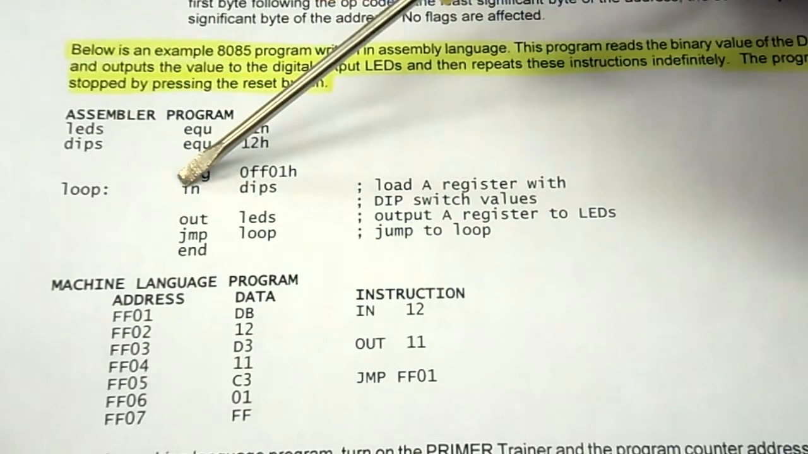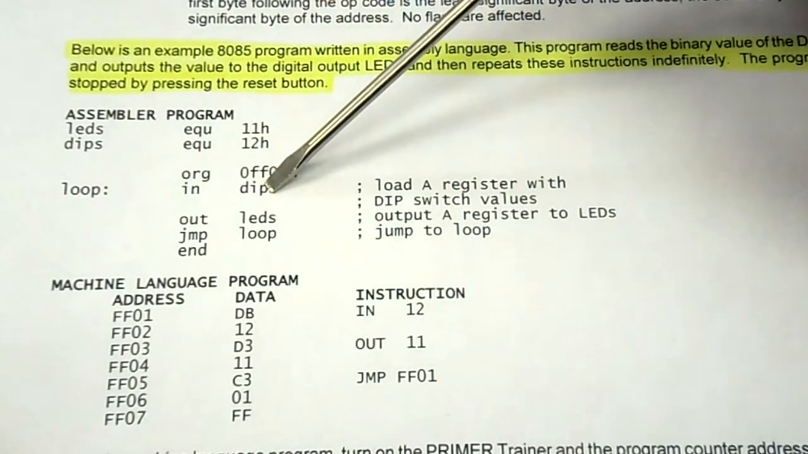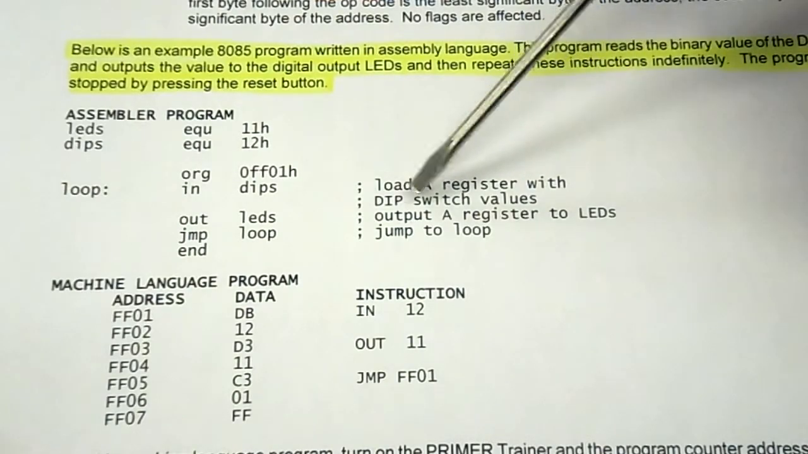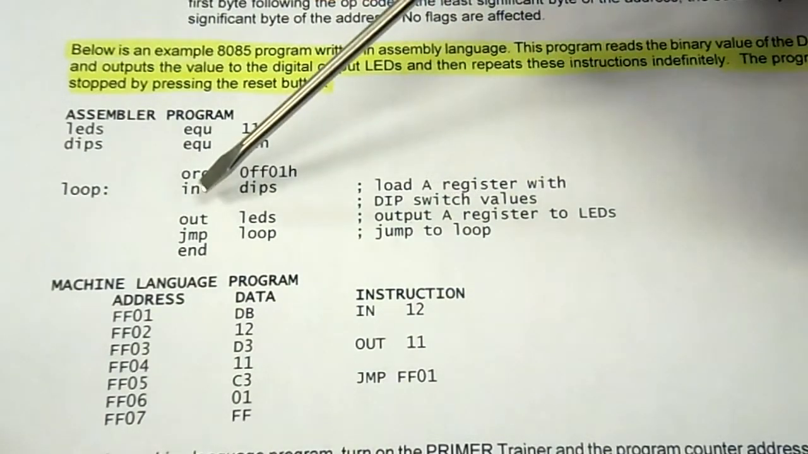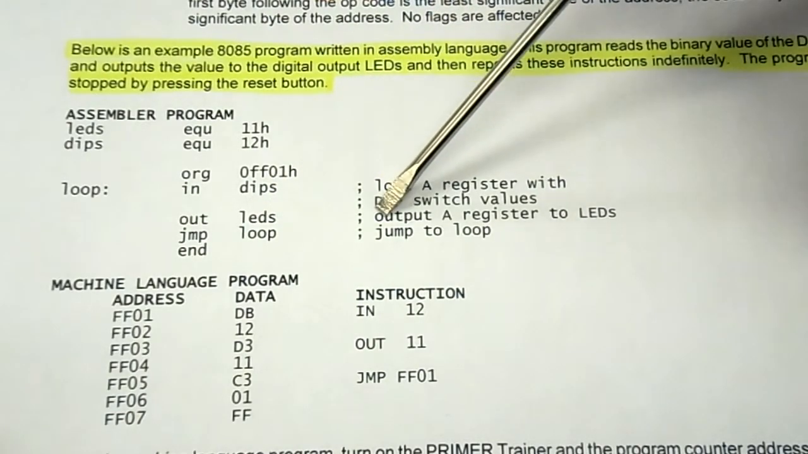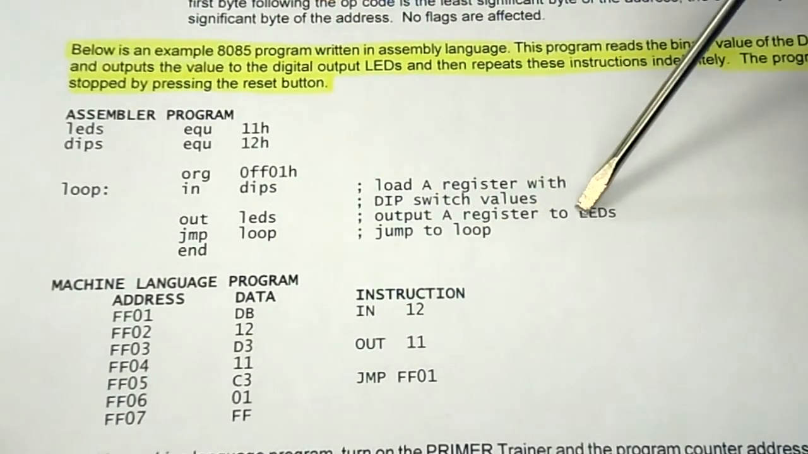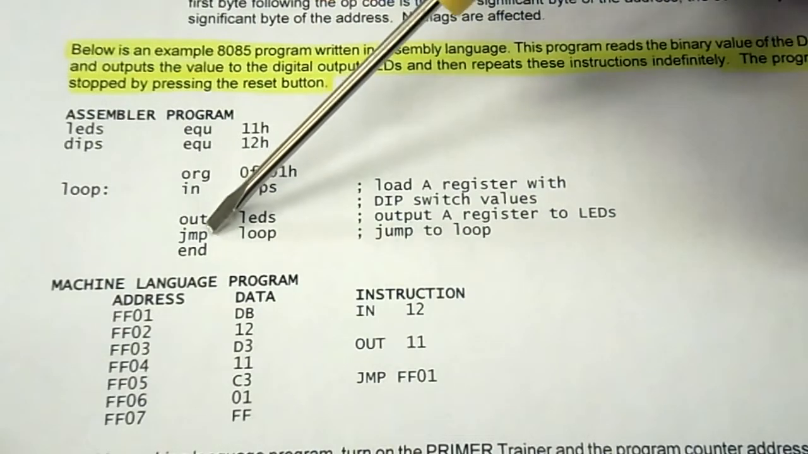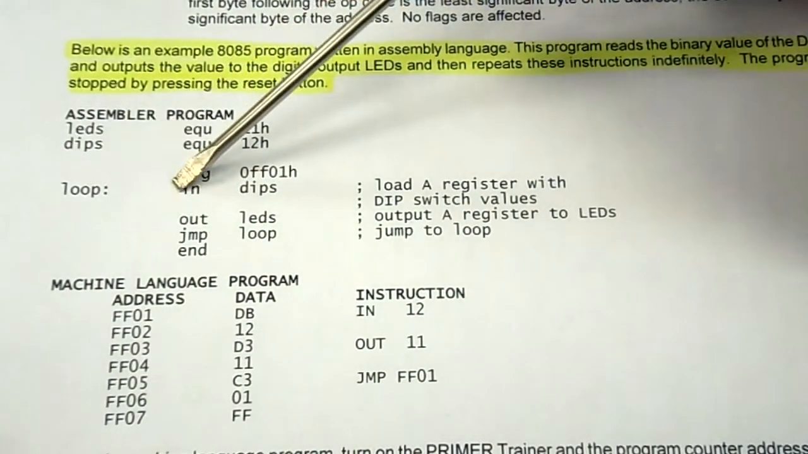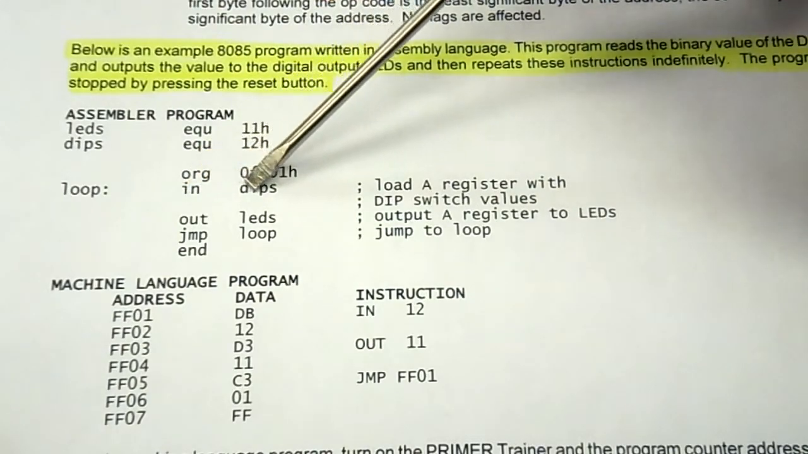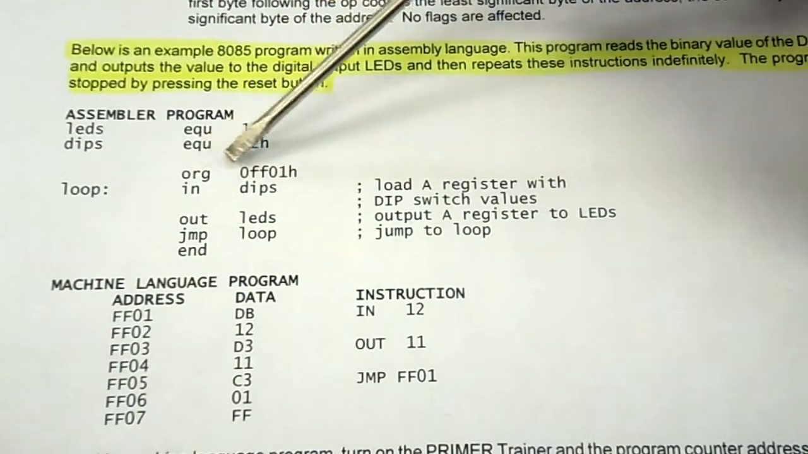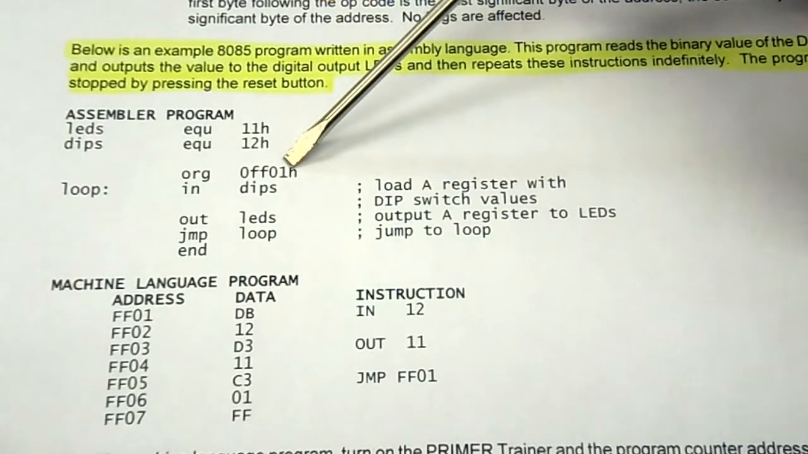We're going to take an input from our dip switches, so that means we're going to load a register with the dip switch values. We're going to output these to the LEDs, so we're going to output the A register to the LEDs, and then we're going to jump to loop. So loop is back here where we have the in instruction, and the in instruction is at origin FF01.